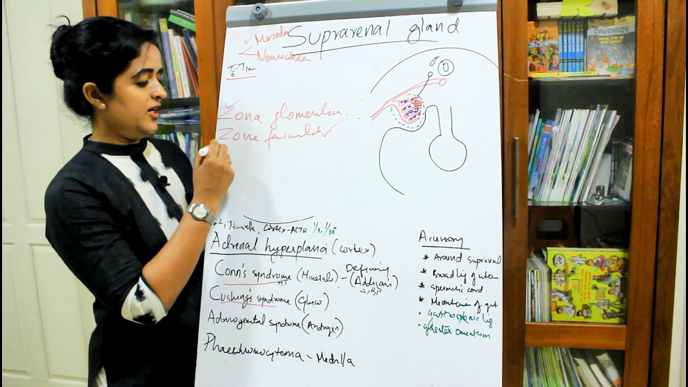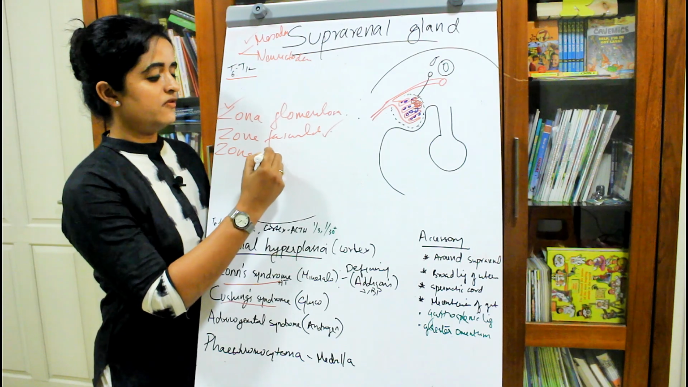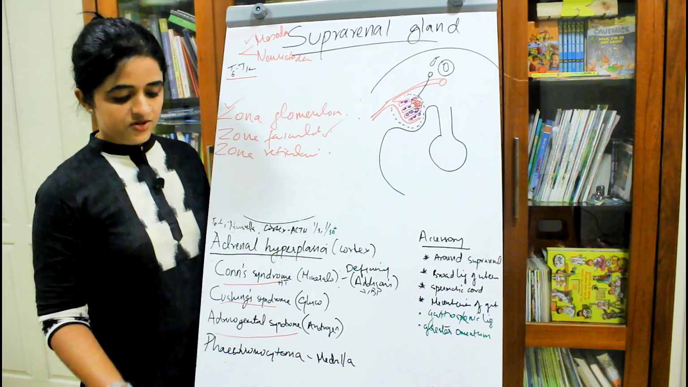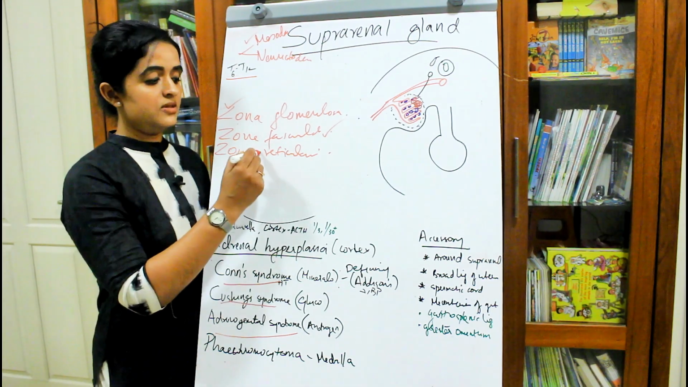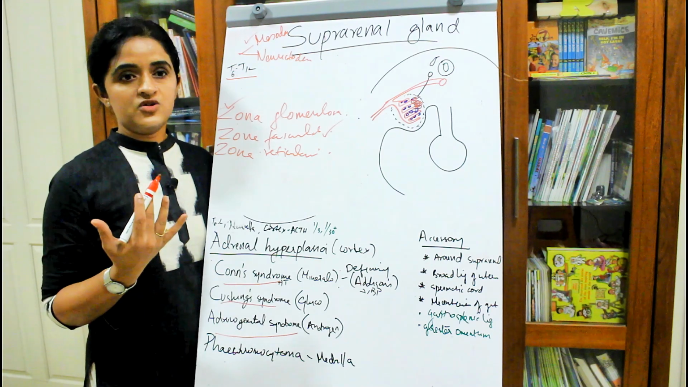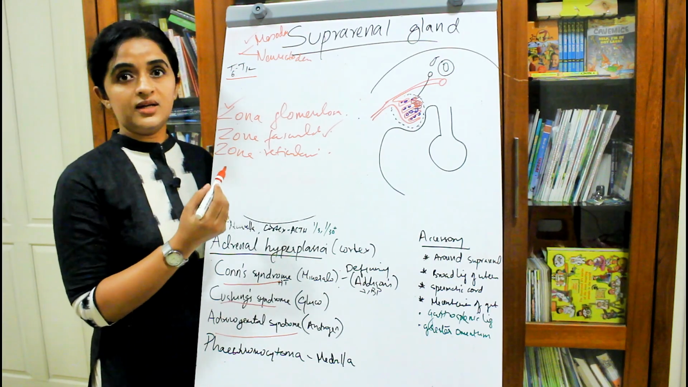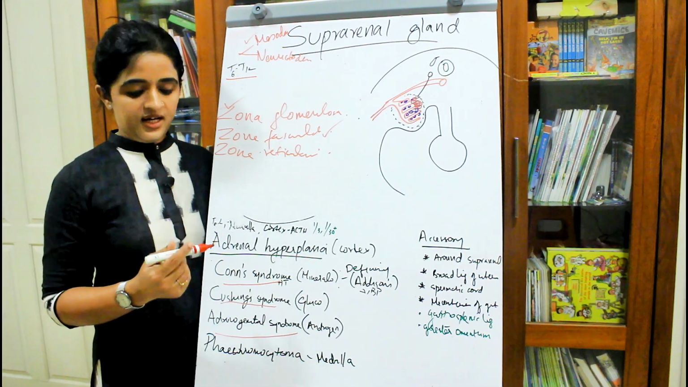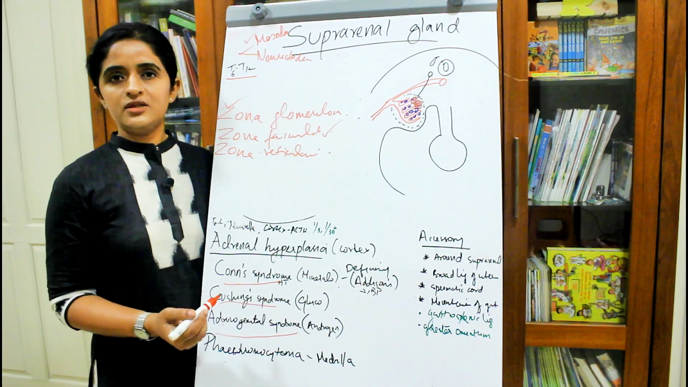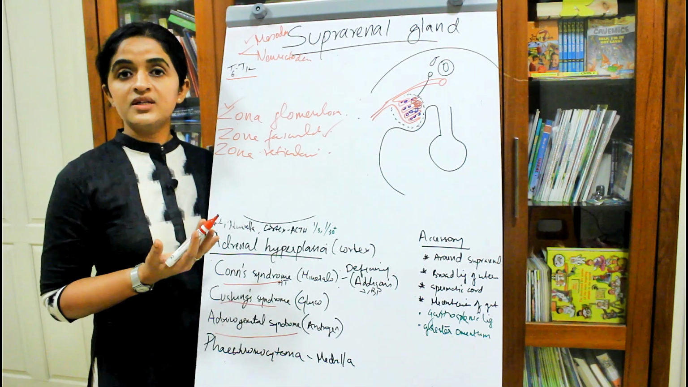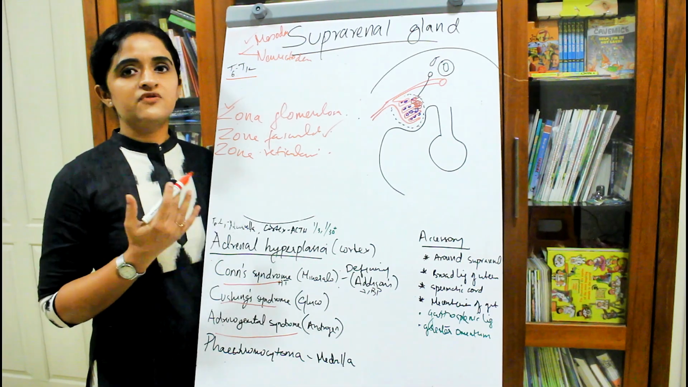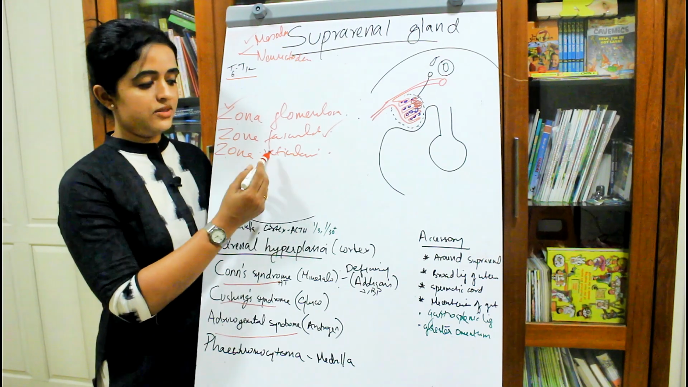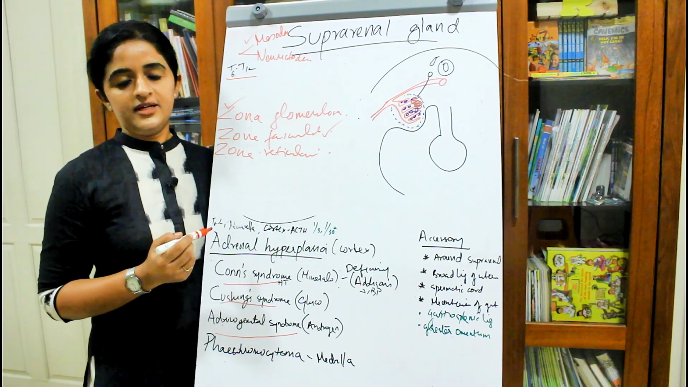Now what will you get if you have a proliferation of the zona reticularis, that is the third layer, the innermost layer, right? That will result in adrenogenital syndrome. What happens in this condition is there will be an excess of androgens, because this layer secretes sex steroids. So in case of males there will be precocious puberty, and in case of females there will be masculinization. That is what happens if you get excessive proliferation of the zona reticularis.